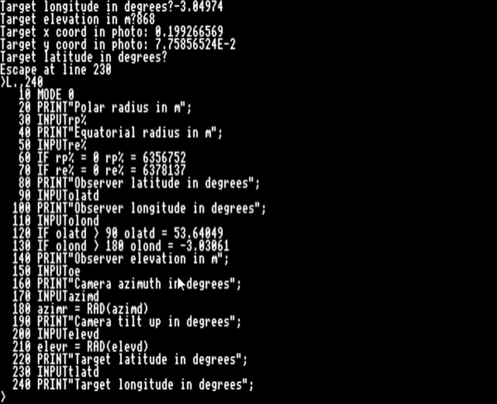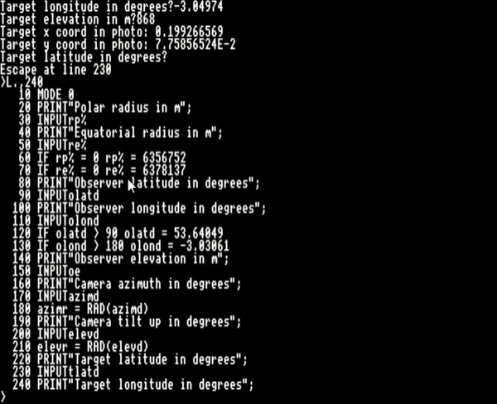So the first thing we do is mode 0, which is this black and white high resolution mode for the BBC Micro. It uses no memory for colour, and does use a lot of memory for the number of pixels, but still gives you plenty of memory for numbers and things by not bothering with colour. Ask for polar radius, gets it. Ask for equatorial radius, gets it. If 0, use the actual figure for each.